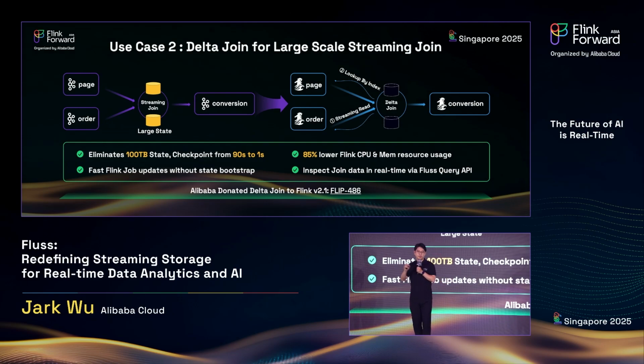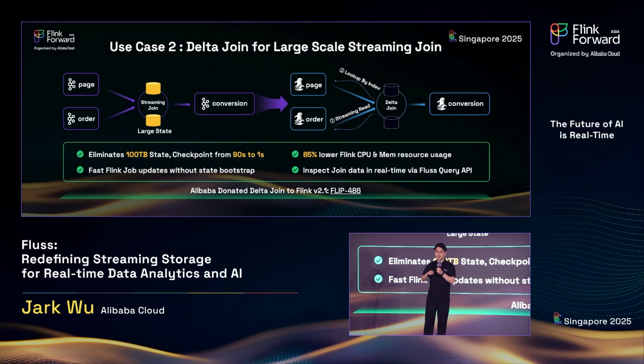And when data arrives from the right stream, it does the same thing on the left table. So it is stateless like a lookup join, but it guarantees the same semantics as a stream join without maintaining the large state in the Flink job. After switching to the delta join with Fluss, they completely eliminated the 100 TB state size. This makes the job very stable. The checkpoint time was reduced from 90 seconds to 1 second.